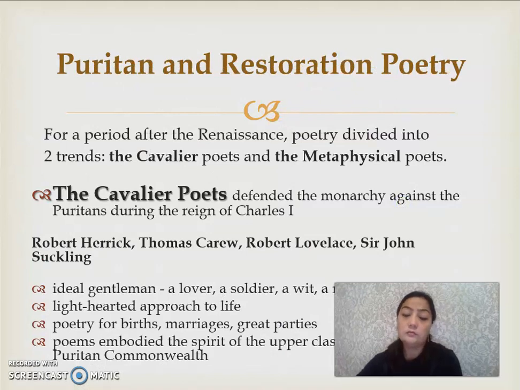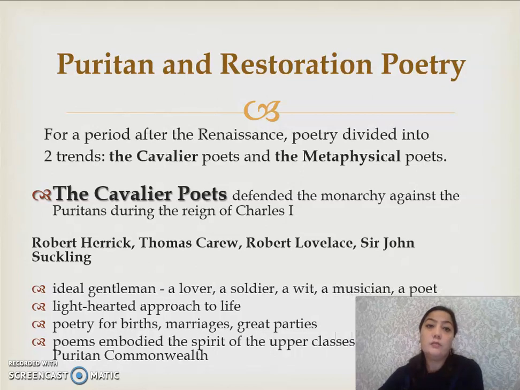Now let's talk about the literature of that period. In the period after the Renaissance, poetry divided into two trends, the Cavalier poets and the metaphysical poets. The Cavalier poets defended the monarchy against the Puritans during the reign of Charles I. Representatives of Cavalier poetry are Robert Herrick, Thomas Carew, Richard Lovelace, Sir John Suckling, and others.